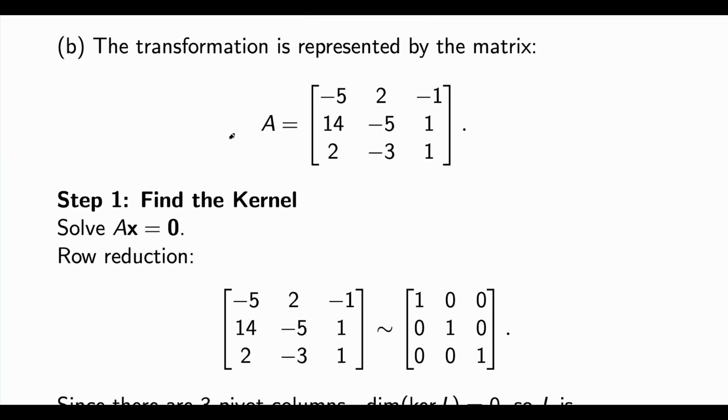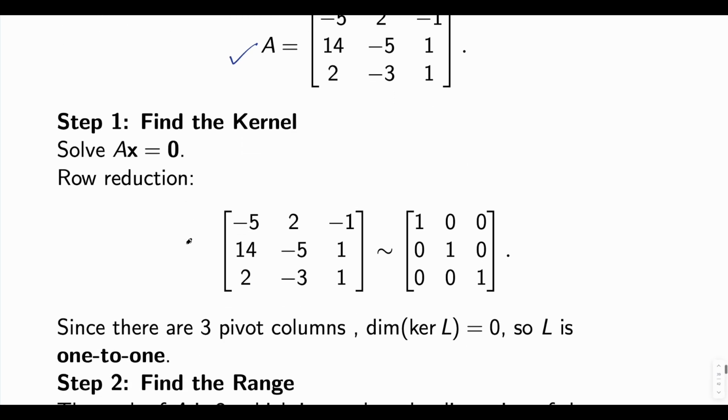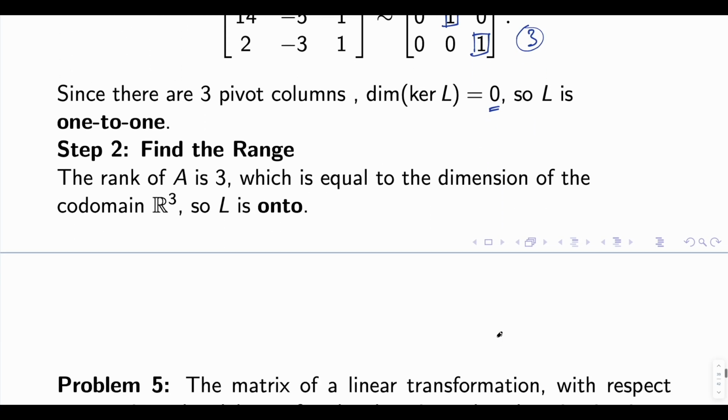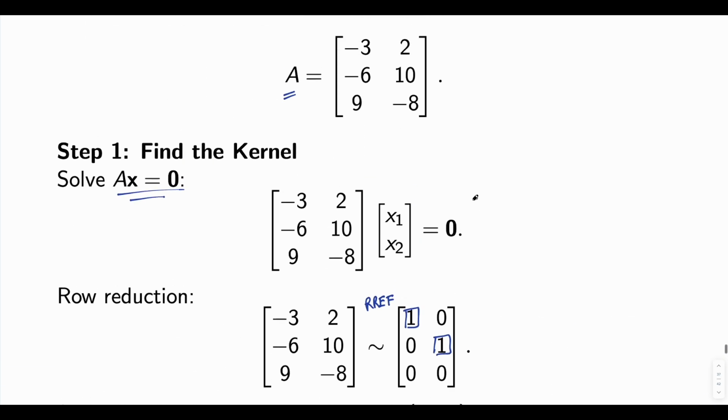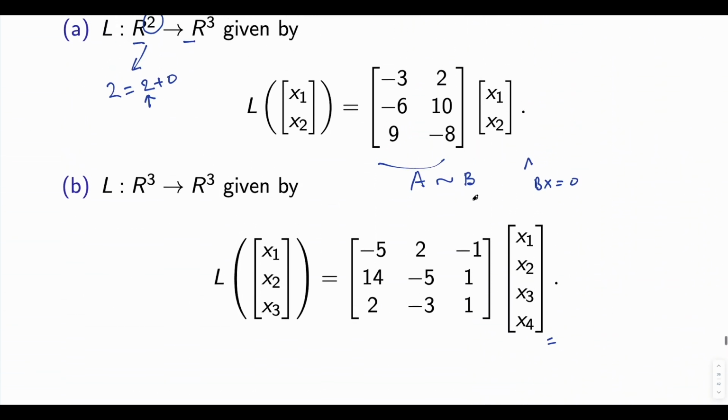In a similar fashion, we can do the second problem. So solve Ax equal to 0, find the reduced row echelon form. Again, if you see, the rank of this matrix is 3, right? So the kernel has the 0 vector only. Okay, so L is 1 to 1. The rank of A is 3. So the dimension of the codomain: if you see problem 2, it is from R3 to R3, right?